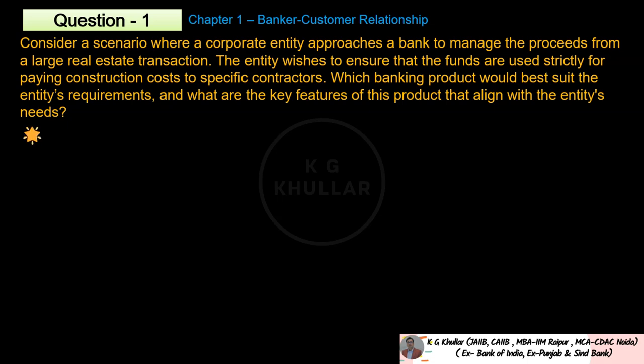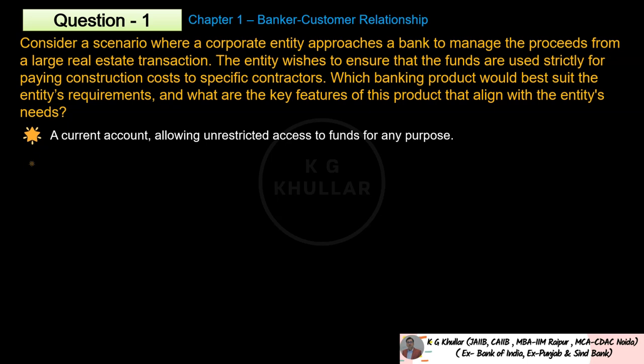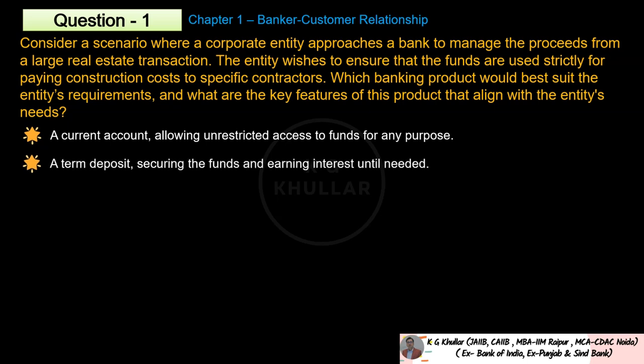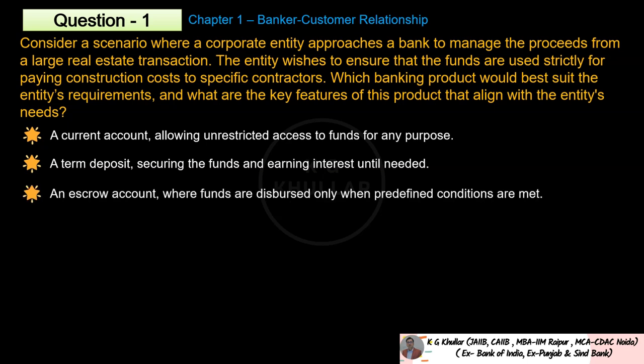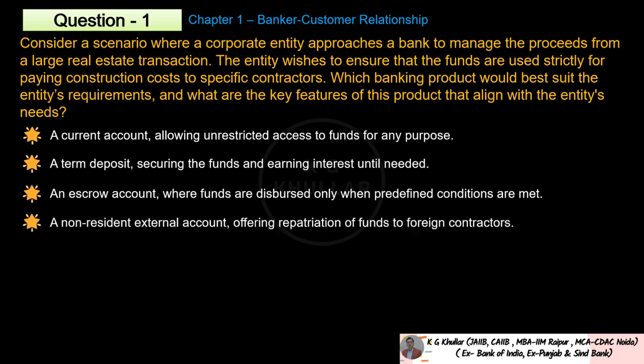That is, first option is a current account and the key features are allowing unrestricted access to funds for any purpose. Then second option B is a term deposit and the feature is securing the funds and earning interest until needed. Then third option C is an escrow account and the feature is where funds are disbursed only when predefined conditions are met. And last option D is a non-resident external account and the feature is offering repatriation of funds to foreign contractors.